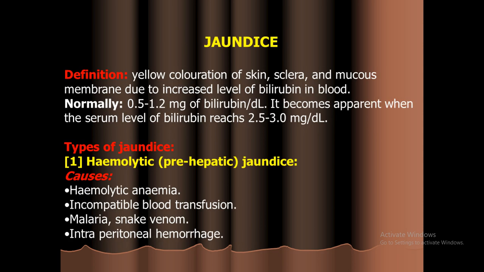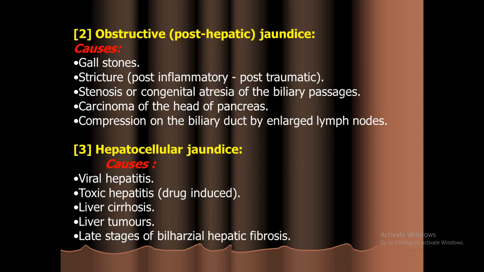Either problems before the liver, and we call this hemolytic jaundice. This is pre-hepatic, with increased destruction of red blood cells due to hemolytic anemia, incompatible blood transfusion, destruction of RBCs due to malaria, and so on. Sometimes the cause is after the liver, or post-hepatic, due to obstruction in the biliary tract or biliary tree due to gallstones, stricture, stenosis, or cancer of the head of the pancreas.